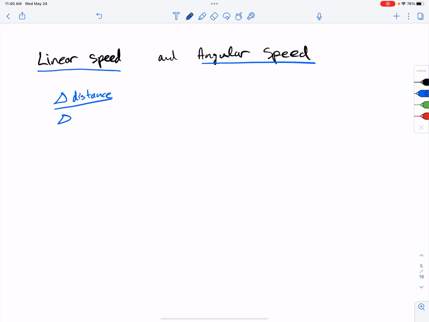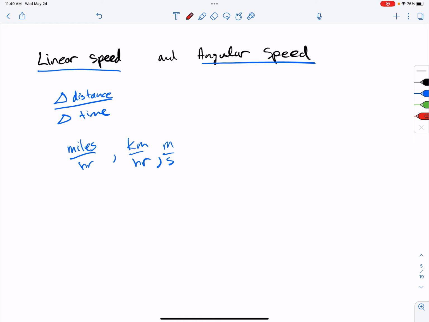divided by the change in time, right? Some common units for linear speed are miles per hour, or maybe kilometers per hour. These are both measuring a distance divided by a unit of time. Maybe meters per second, that's another common one.